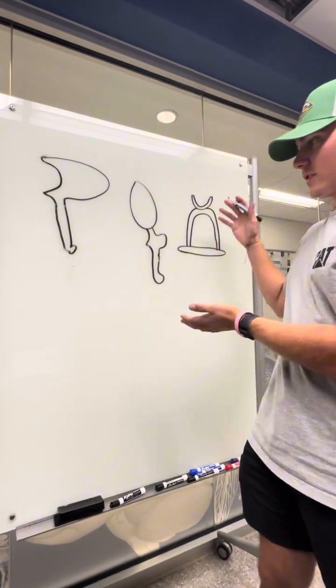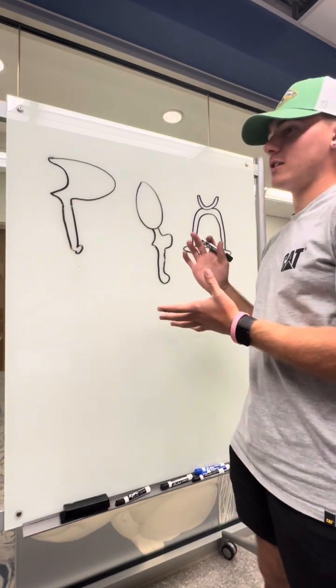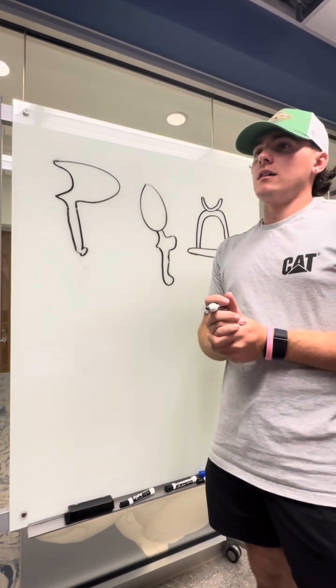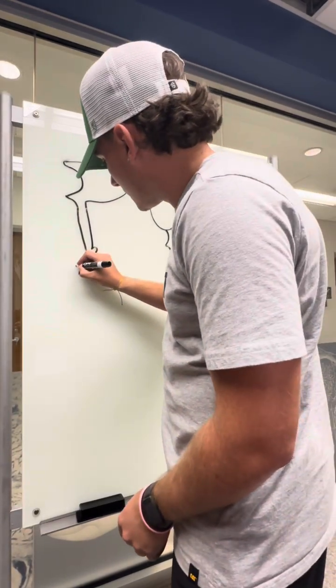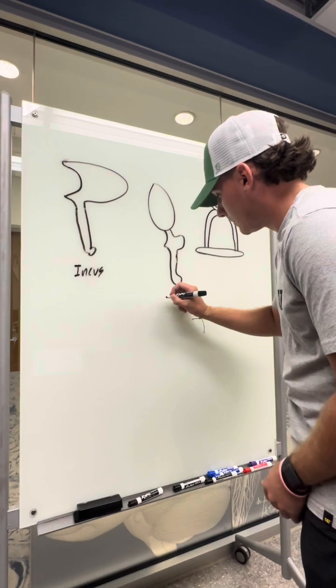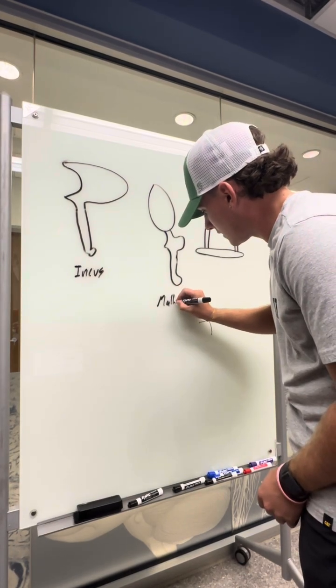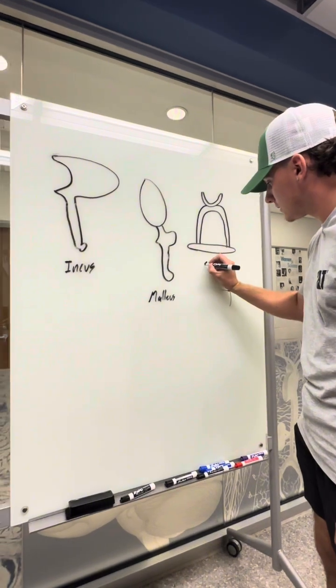These are the auditory ossicles, or the three bones of the ear that I drew because I could not find them in the study lab. First, we have the incus, then the malleus, and last is the stapes.